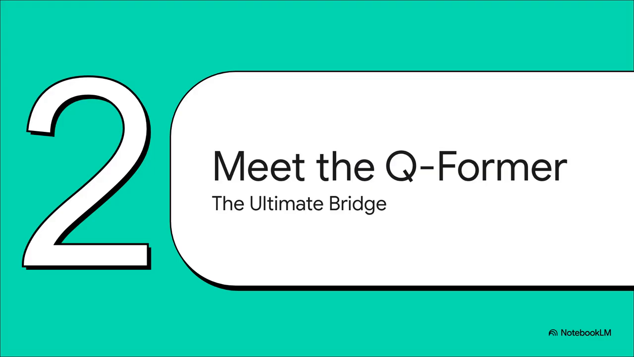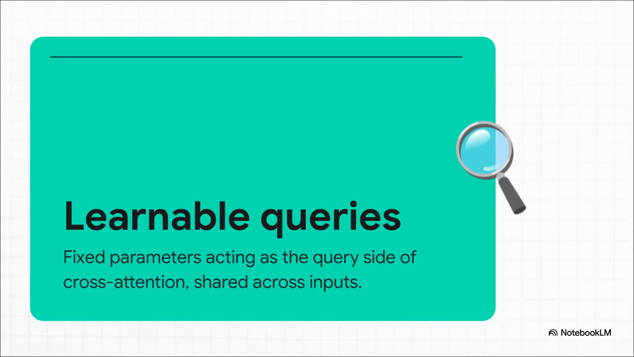Part 2. Meet the Q-former. Enter the hero of our story, the Q-former. It's a relatively small, 188 million parameter transformer that basically acts as the ultimate lightweight compression funnel. And the absolute magic trick that makes this whole thing tick: learnable queries. So instead of forcing the LLM to search through the entire image itself, the Q-former introduces 32 vectors. Think of them as a fixed set of 32 highly trained investigators. These investigators are parameters learned during training, and the exact same 32 investigators are sent in for every single image you feed into the model.